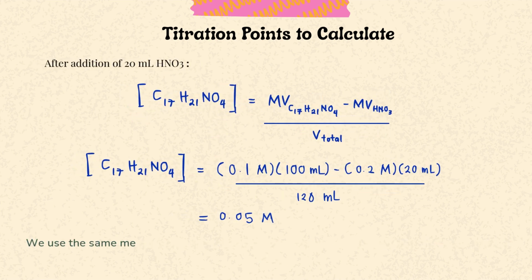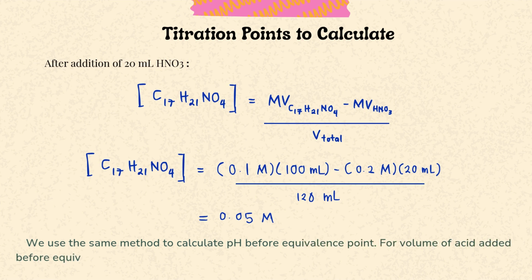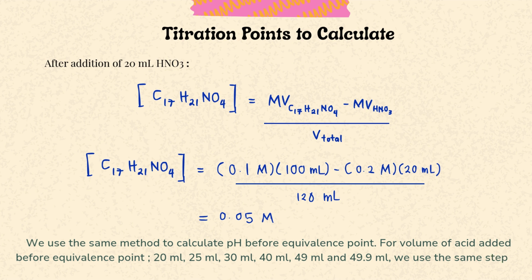We use the same method to calculate the pH for volumes of acid added before the equivalence point, which are 20 mL, 25 mL, 30 mL, 40 mL, 49 mL, and 49.9 mL. We use the same steps to find the pH for every volume of acid added.